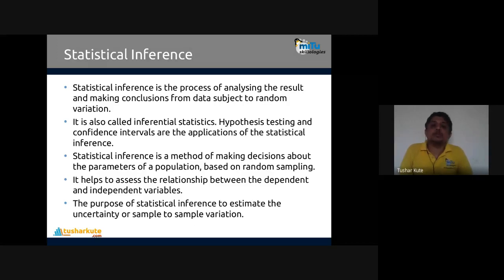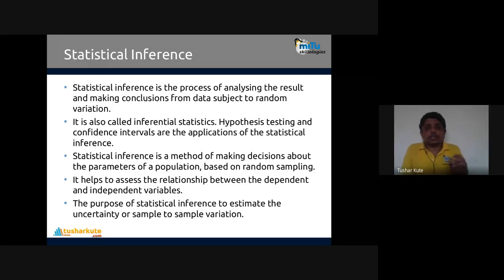So statistical inference will be useful. It is also called inferential statistics. Hypothesis testing and confidence interval are the applications of it. We'll talk about that. We have these terminologies: hypothesis testing, in which you try to understand the meaning of hypothesis, how to test it, and how to generate the results from that.